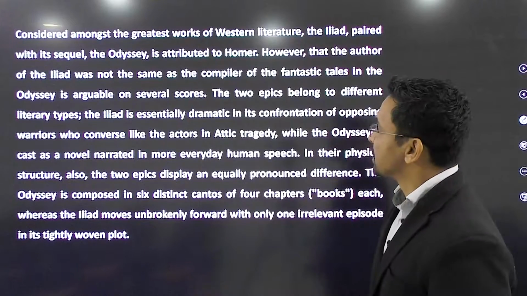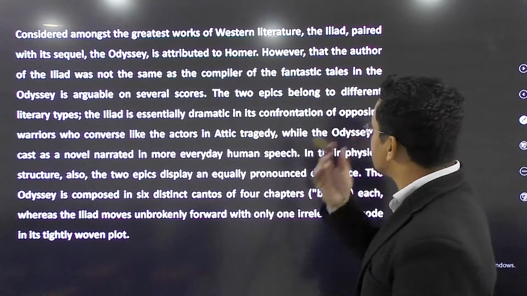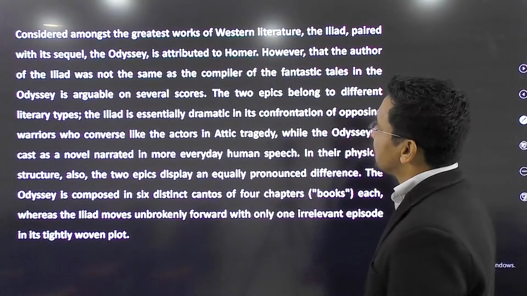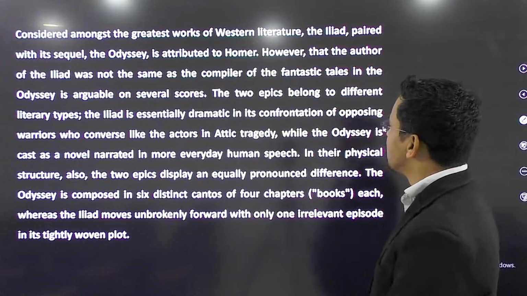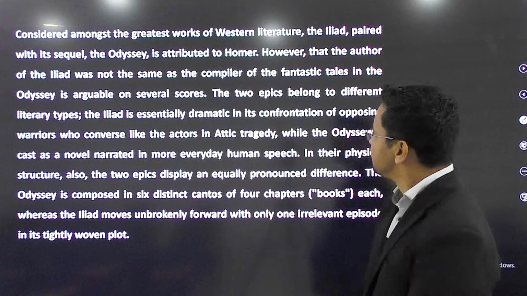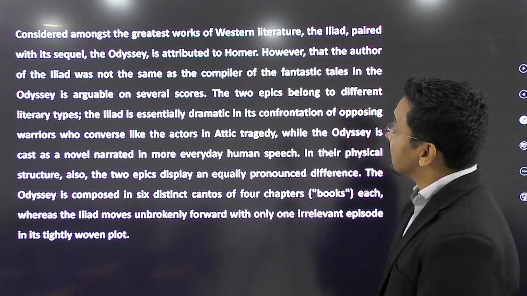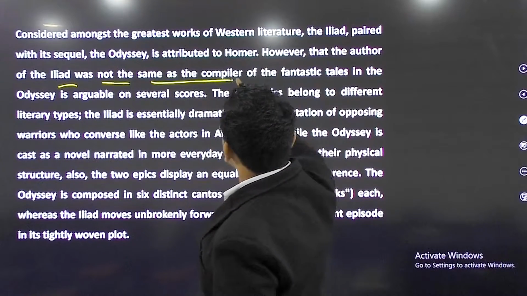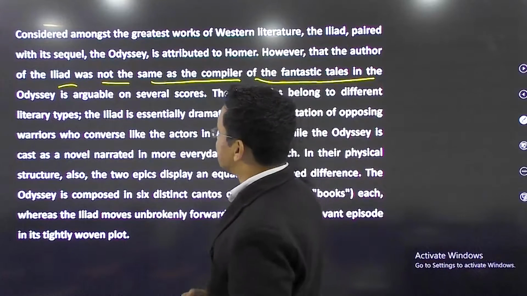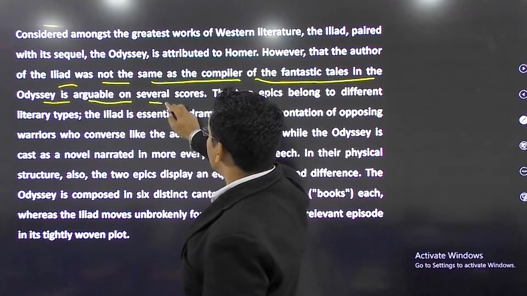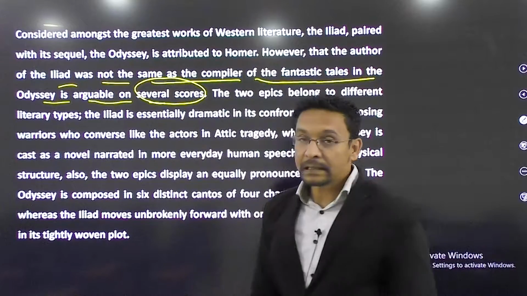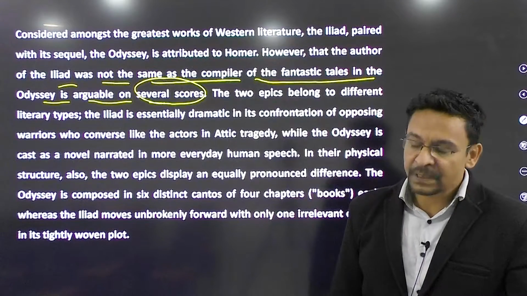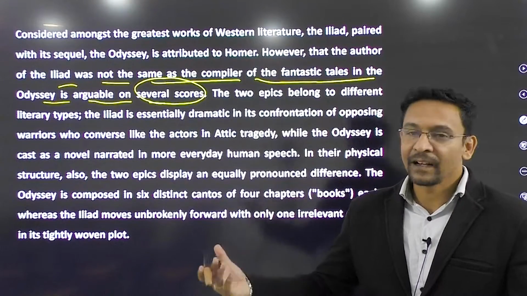Right, that takes us to the next passage. Considered among the greatest works of Western literature, so this passage is about literature. Very interesting. The Iliad, paired with its sequel, the Odyssey, is attributed to Homer. Homer ने लिखे, ऐसा माना जाता है. However, that the author of Iliad was not the same as the compiler of the fantastic tales in the Odyssey is arguable on several scores. Iliad के जो author है ना, उनको लेकर एक controversy, एक discrepancy, एक debate, contention, argument है.